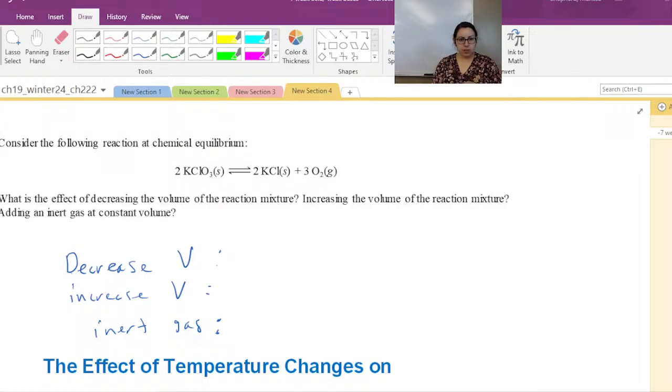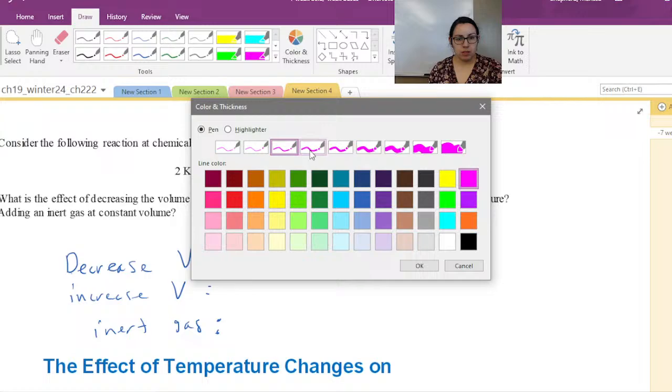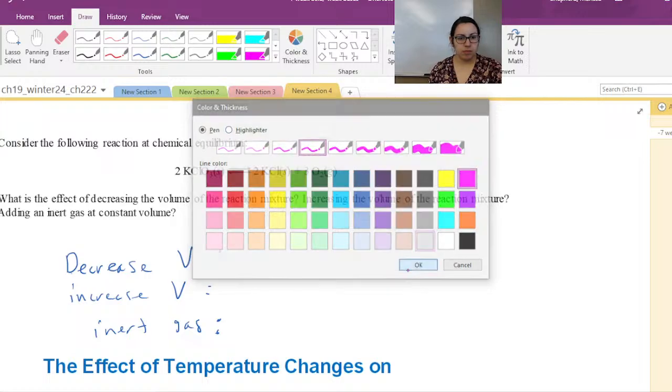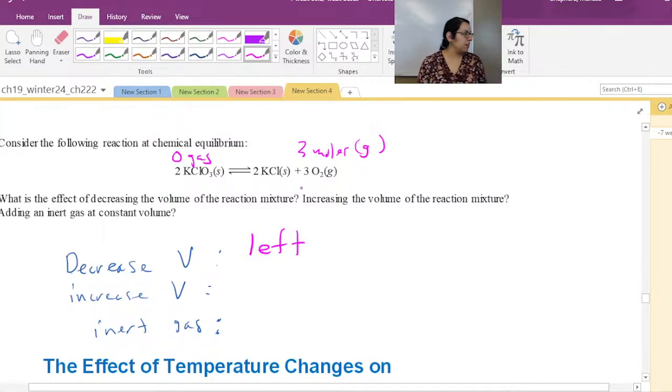So what do we get for decreased volume? Right, you had it right. So left. Let's just write this out. This has 0 gas versus 3 moles of gas. So now we can clearly see. And chat is also in here as well.